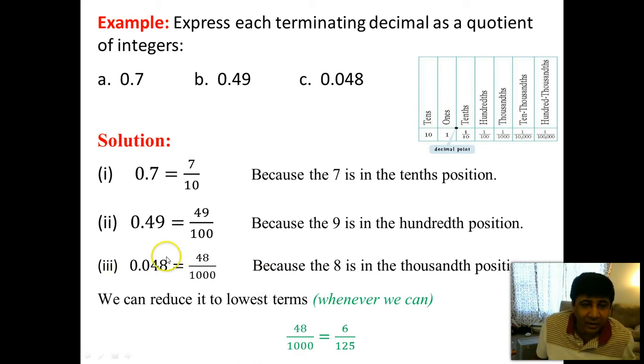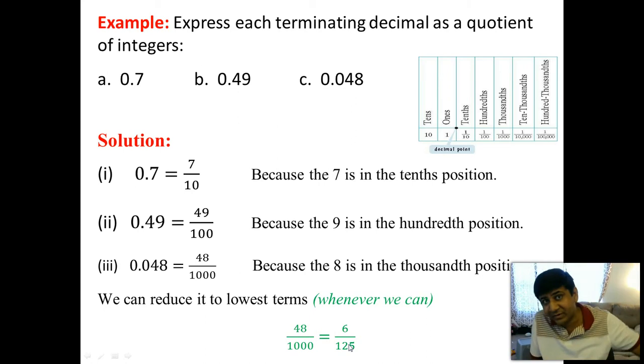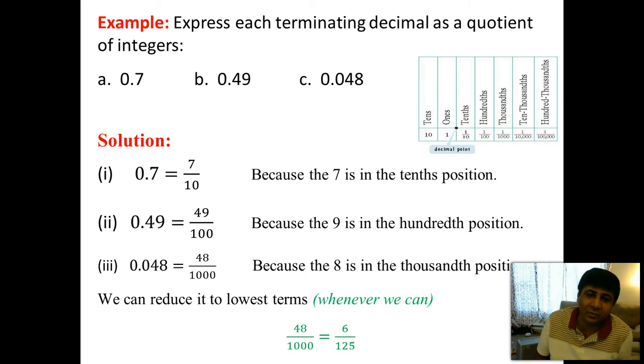Now going back, I said we will reduce this 48 over 1000 into lowest terms. If you divide both top and bottom by 8, you will reduce it to 6 over 125. Again, going back to previous slides, you can practice it. I just omitted the details here. This we cannot go any further. So this is the lowest terms of this decimal representation. I hope it helps.